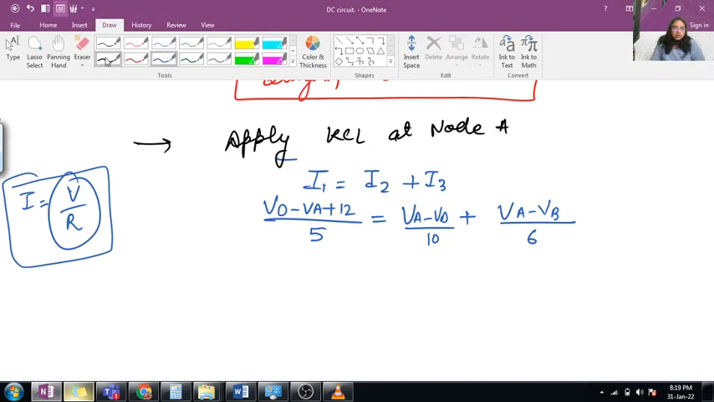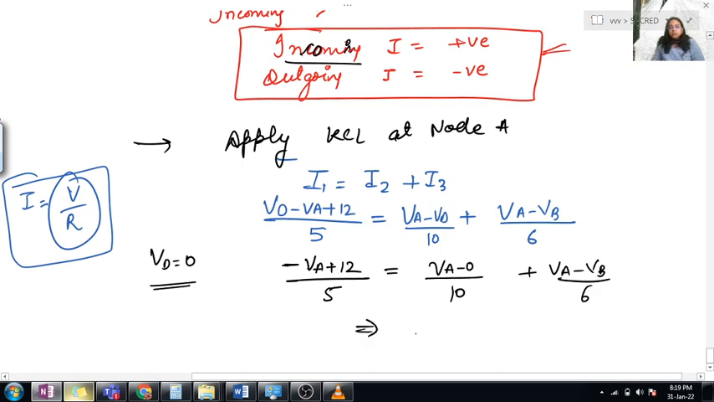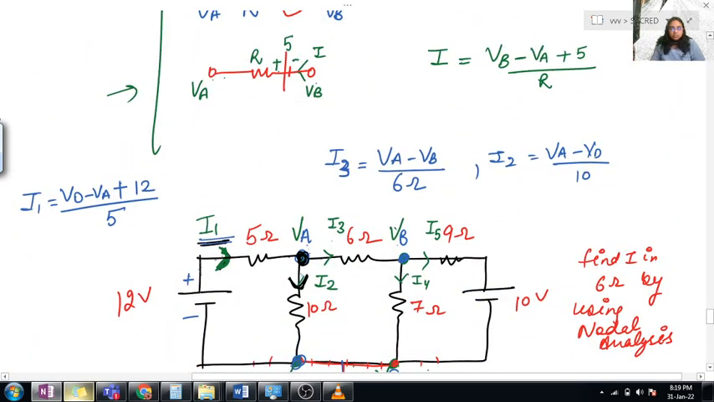Next, as you know, VD is equal to 0, so we can put VD as 0. Then the answer would be minus VA by 12 minus VA plus 12 divided by 5, VA minus 0 divided by 10 plus VA minus VB divided by 6. Now your equation will be in two variables, that is VA and VB. By taking further LCM we can solve it and form one equation, right? Similarly, we have made the KCL equation for node A, and similarly we'll make the KCL equation for node B.